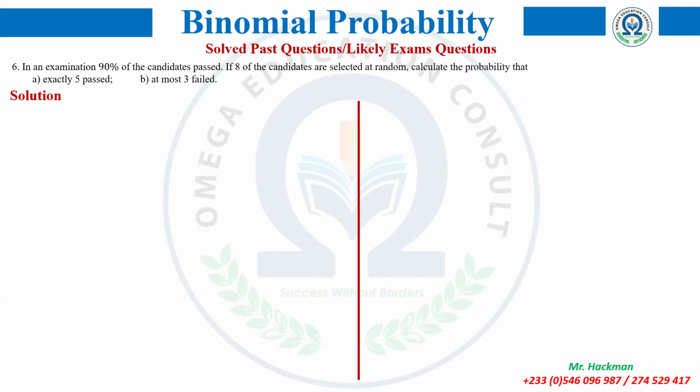So your sample space was 100 and your number of successes was 90. As simple as that. If 8 candidates are selected at random, so again, we are dealing with selection. So our sample size, we are talking of what? 8, which is the same as our n. Calculate the probability that exactly 5 passed, then at most 3 failed.